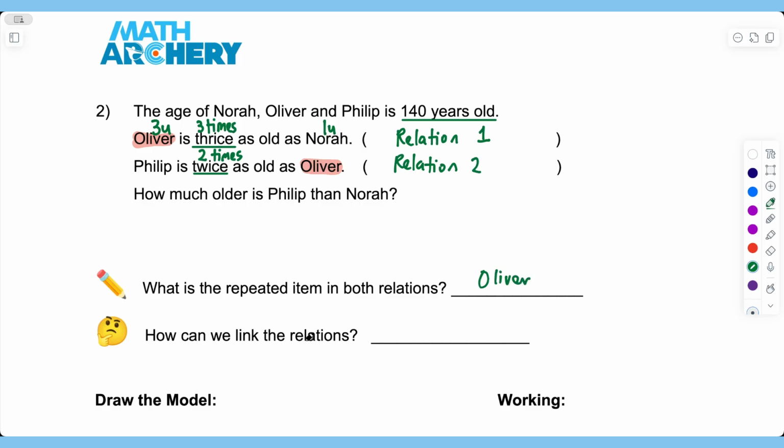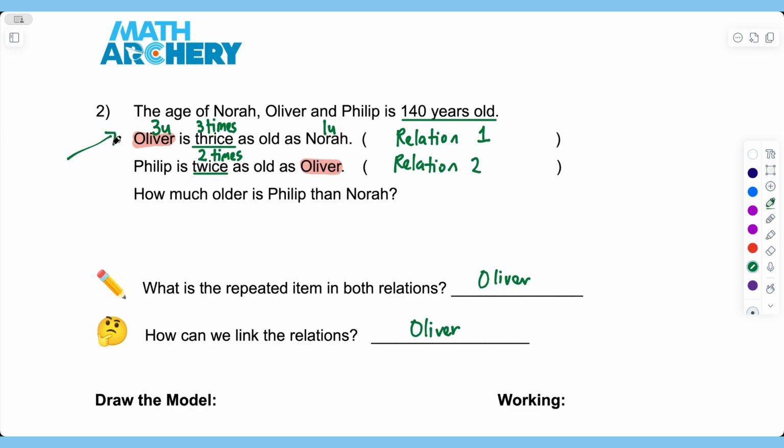And how can we link the relations? How can we link up 1 and 2? Since Oliver is the repeated item, it appears in both relation 1 and 2. We will use Oliver to link them up.